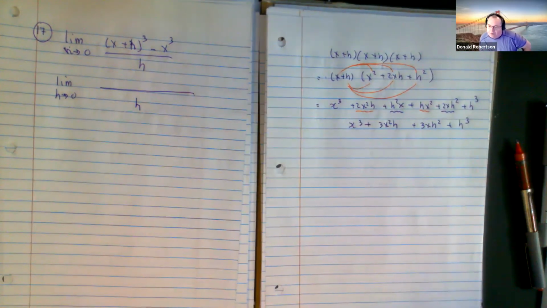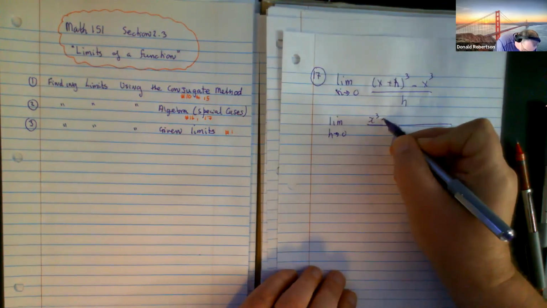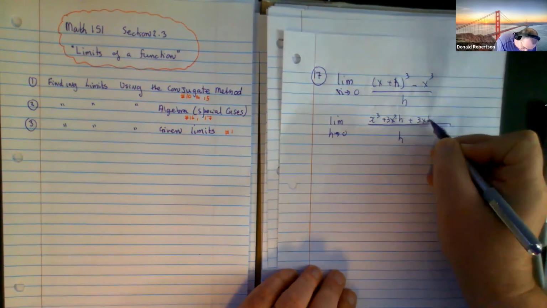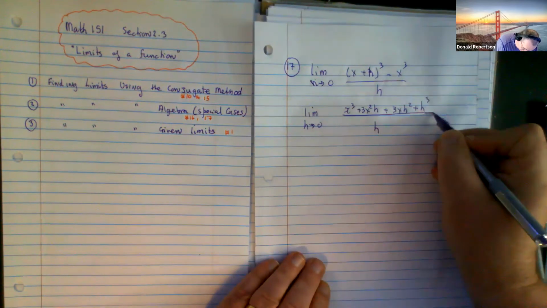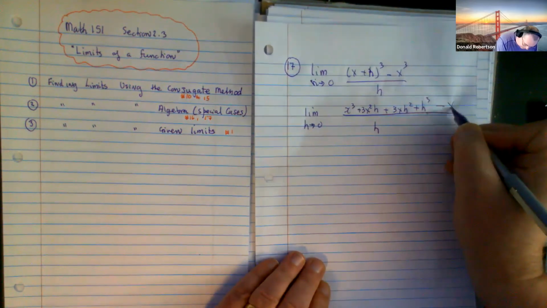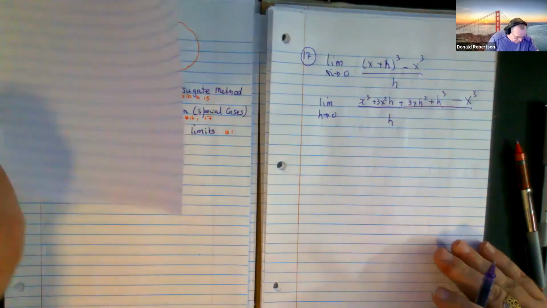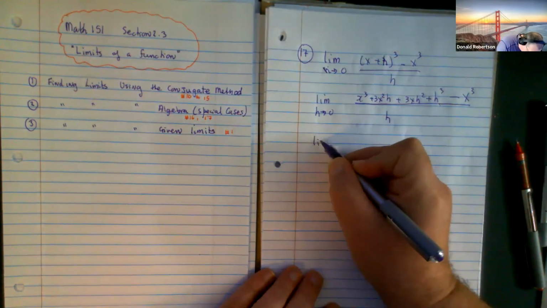You're comfortable about x plus h cubed now? You'll feel good about that. So let's put it in here. So it's x cubed, 3x squared h, 3x h squared, and an h cubed. And then don't forget to take away x cubed. Things looking good so far? Let's see what happens next then.